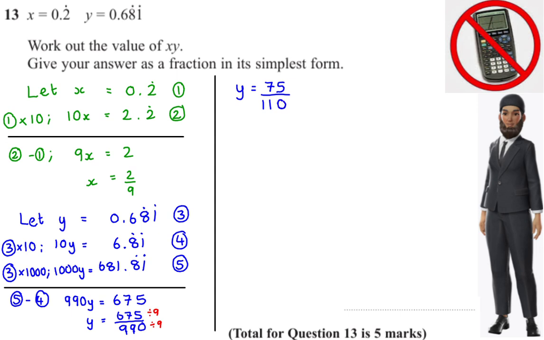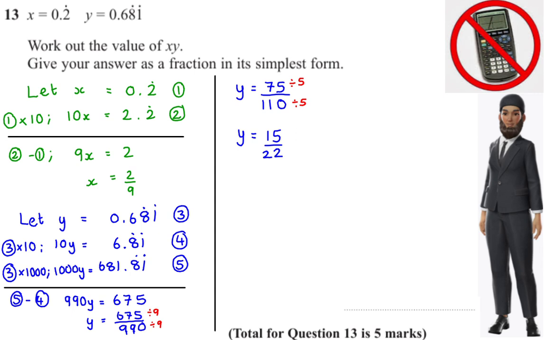So let's write that down. Let's see if we can simplify that down. Let's divide this one by 5. Let's also divide this one by 5. And then you should end up getting y is equal to 15 over 22.